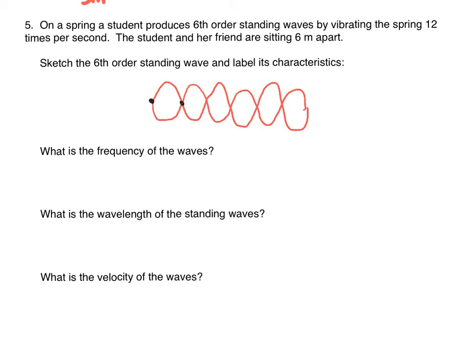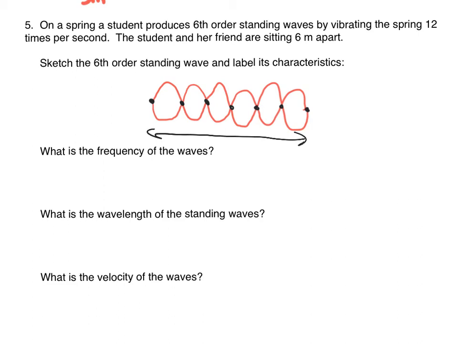It's going to be 2, 3, 4, 5, 6, 7 nodes. And again, the black dots are the nodes. 0 interference, or 0 amplitude for destructive interference. The large areas in between are the antinodes, and there's 6 of them, hence a sixth order standing wave. The other thing it said was, they're sitting 6 meters apart, so this distance is 6 meters.